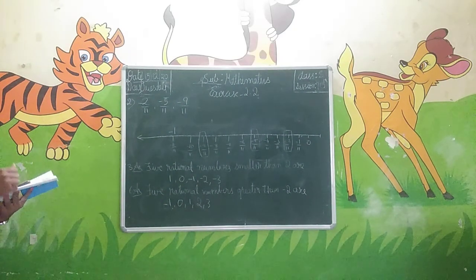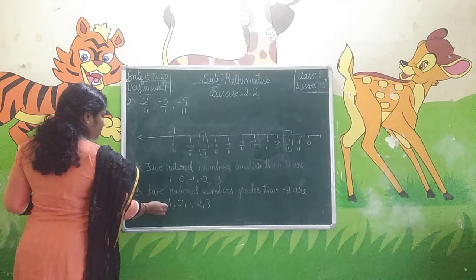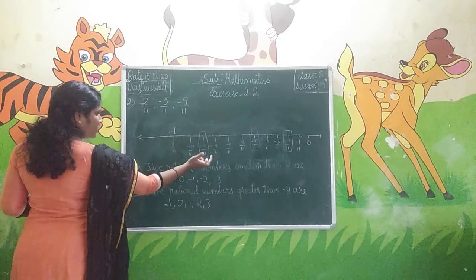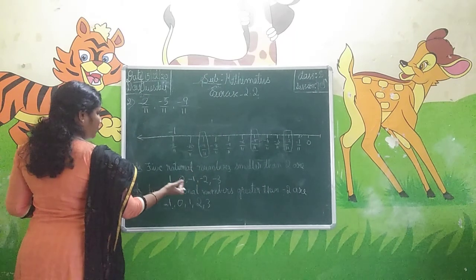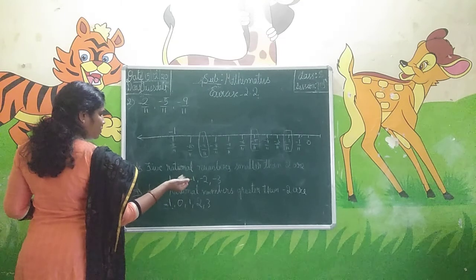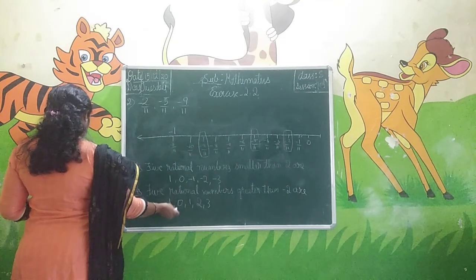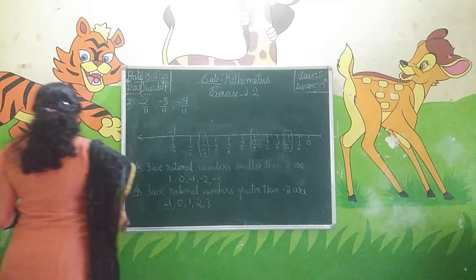Okay, students. In the same way, we can see here the signs will change. Here we get 0 and 1 for the rational number 2 when it is in the positive sign. But when it comes to minus 2, the numbers greater than minus 2 are minus 1, 0, 1, 2, 3.